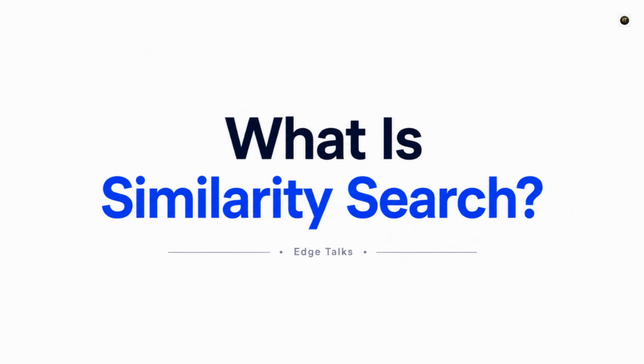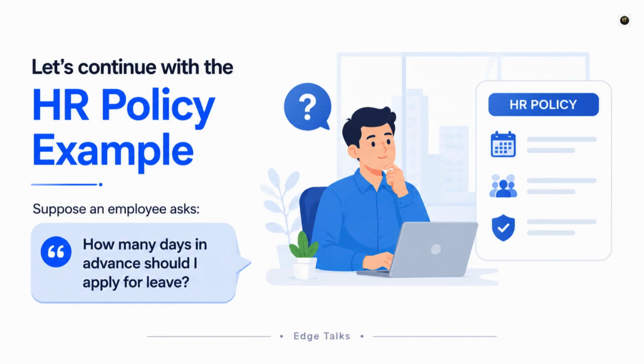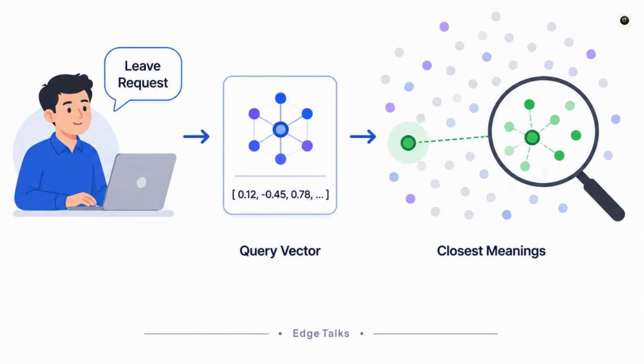Now that we understand how a vector database can search millions or even billions of embeddings efficiently, another important question naturally arises. How does the database decide which embeddings are actually similar? This process is called similarity search. Let's continue with the same HR policy example. Suppose an employee asks, how many days in advance should I apply for leave? As before, the system converts this question into an embedding. The vector database then begins its search for embeddings that are closest in meaning to the user's question.